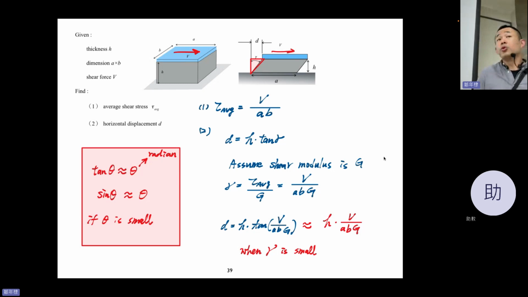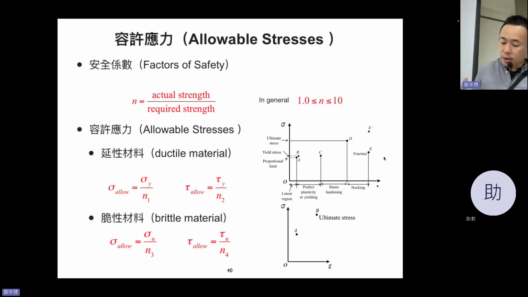Next one, we are going to introduce another concept. The next concept is related to breaking, or fracture. The next topic will be related to fracture. We need to talk about allowable stresses.